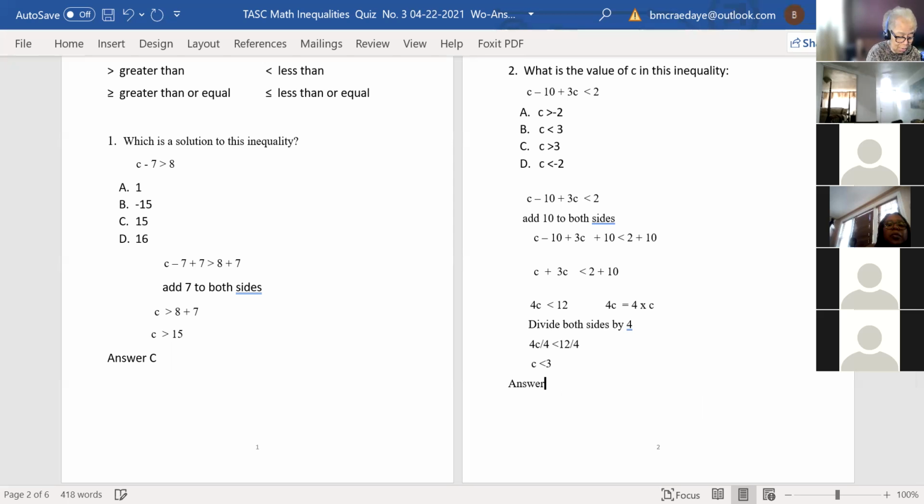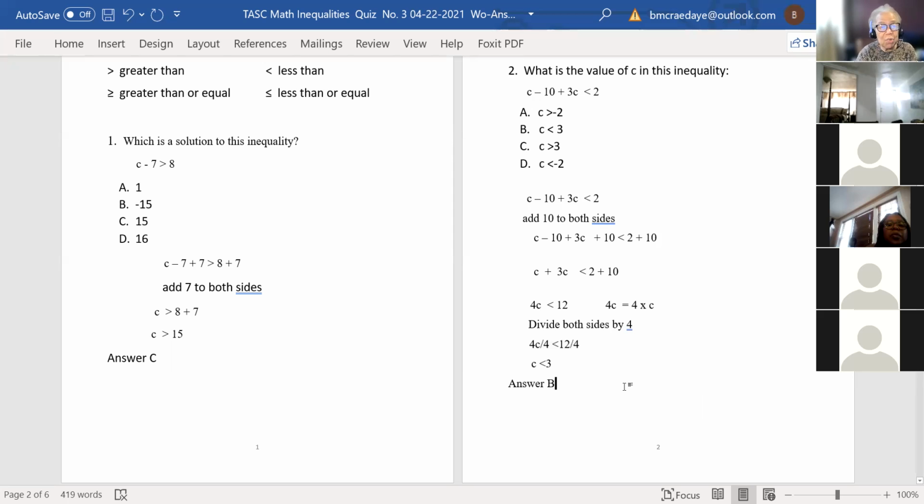C less than 3, which is right here. This is C greater than 3. This is C greater than negative 2. This is C less than negative 2. So answer B. Any questions?